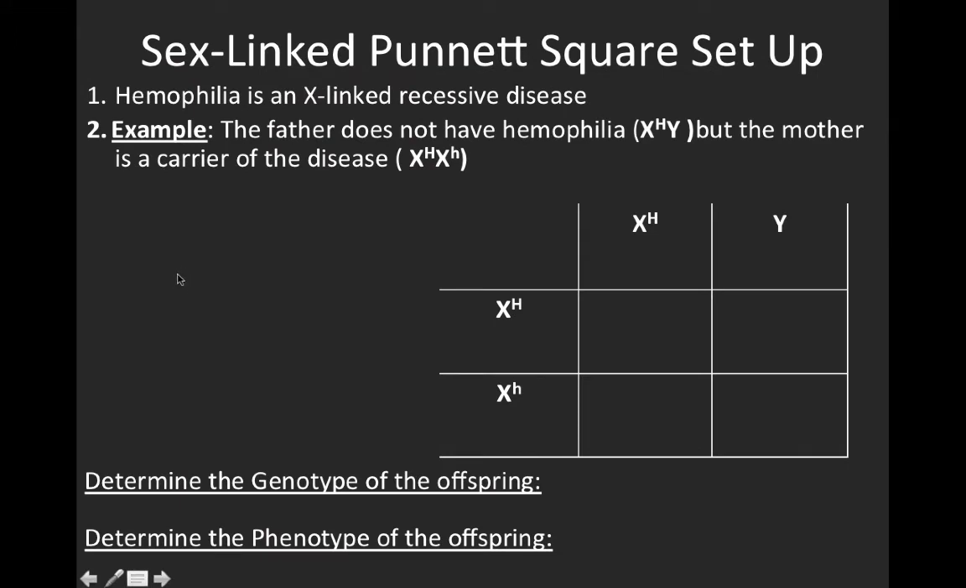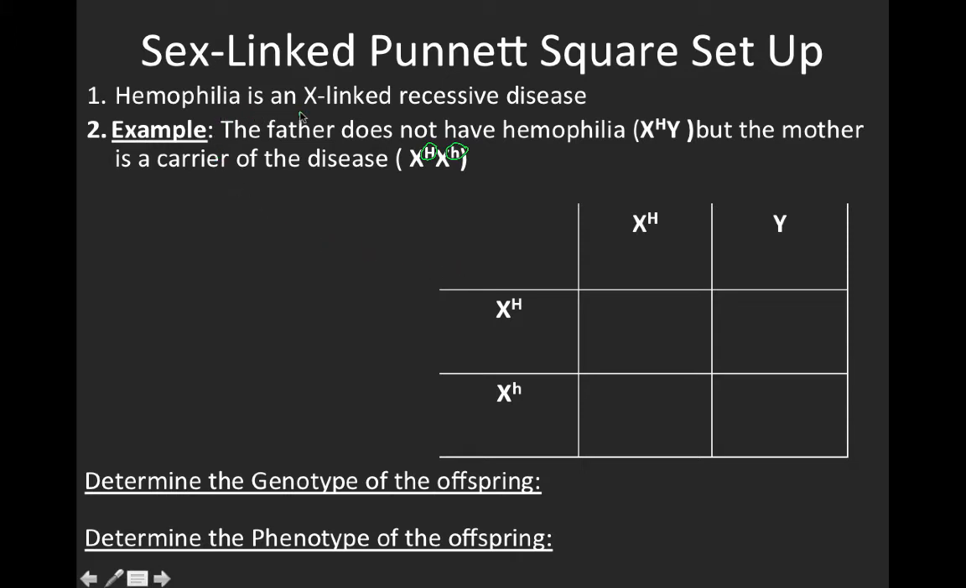So for a sex-linked inheritance Punnett square setup, it's similar to when we use codominance and incomplete dominance. We use the superscript up here. The reason we do that is we can distinguish the male and the female better this way. And we can show if it's linked to the X or the Y chromosome more efficiently this way too.